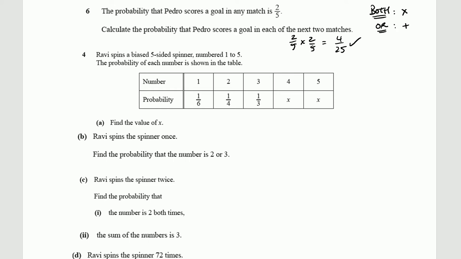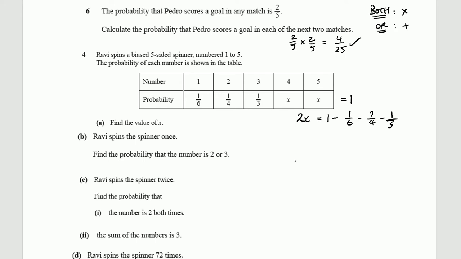Ravi spins a biased 5-sided spinner numbered 1 to 5, and the probability of each number is shown in the table. Remember, these probabilities have to add up to 1. Now, because these are both shown as x, we know they're both the same. So I'm essentially solving a nice easy equation here. 2x is equal to 1 minus all these other probabilities.